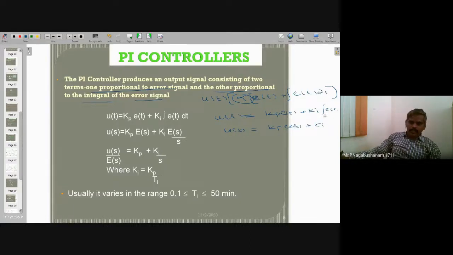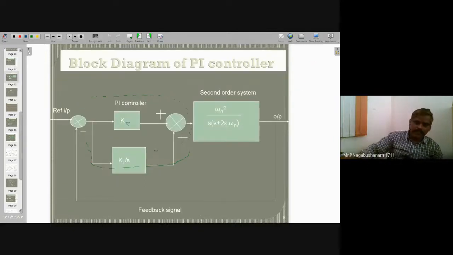Apply the Laplace transform; the Laplace of an integral is 1 by s times E of s. The Laplace transform of the integral of x of t dt is x of s divided by s. Okay, and then output by input is Kp plus Ki by s. So this is the transfer function.